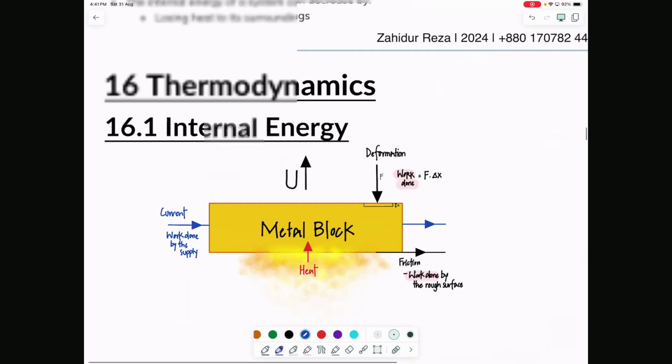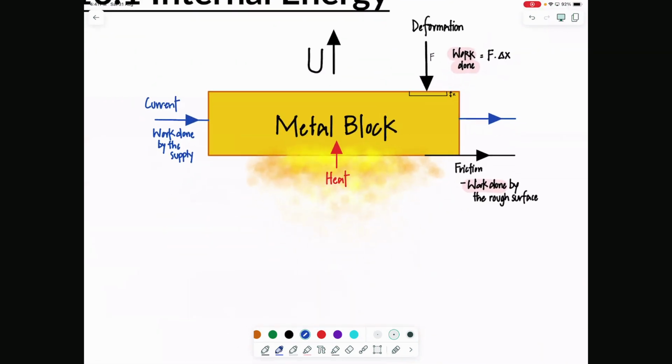Or no way, just try to improvise. Tell me different ways in which you can heat your object. So you have friction, you have deformation, you have current, you have heat.